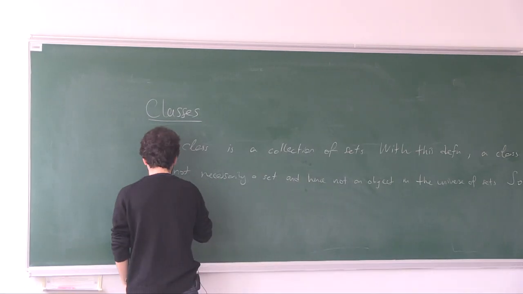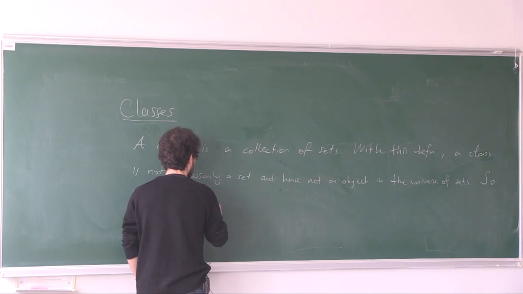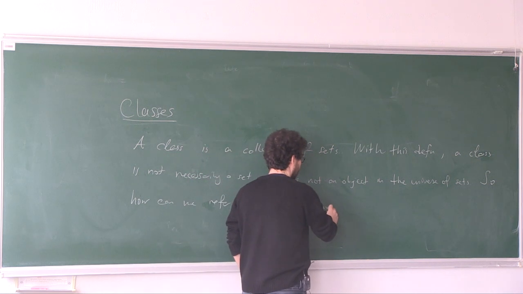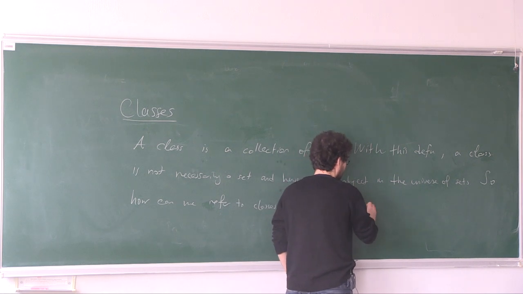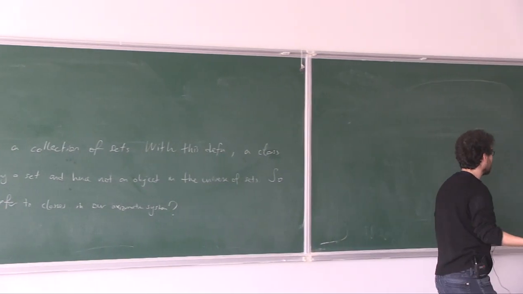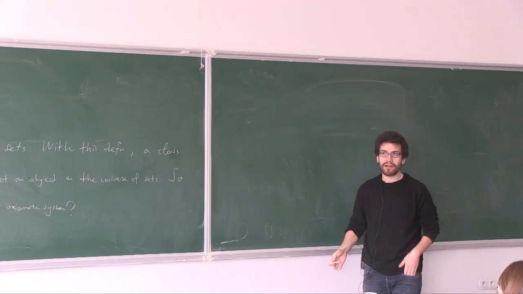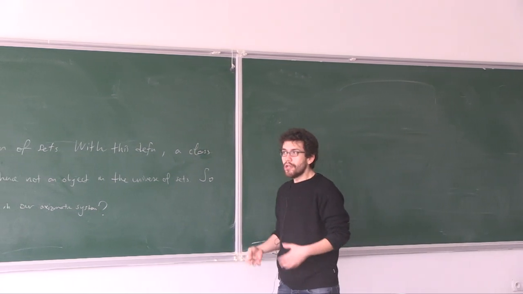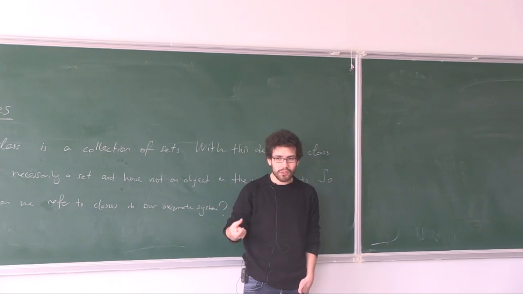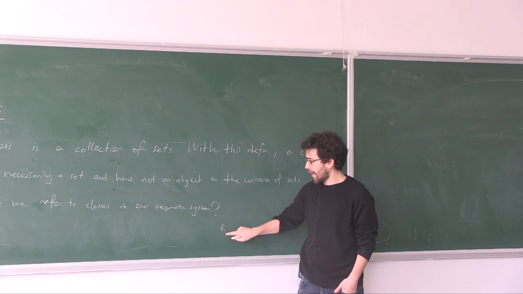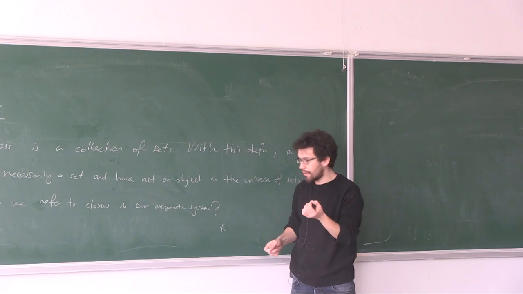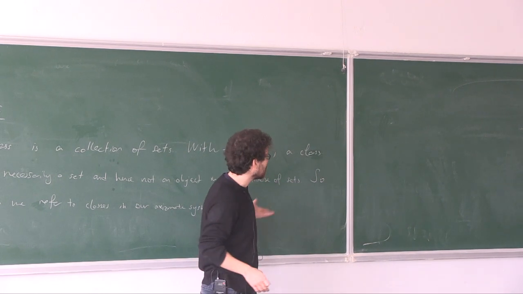So how can we refer to classes in our axiomatic system? There's a way to get around this problem. First of all, there are set theories like von Neumann, Bernays, Gödel set theory, where there are sets and classes as objects in the universe. So you can directly talk about classes. But in our setting, classes are not necessarily objects of the universe. So we cannot directly say that I picked some x and this x is this class or that class. I can't really refer to it with a variable. My variables are supposed to only refer to sets. So how can we talk about classes?